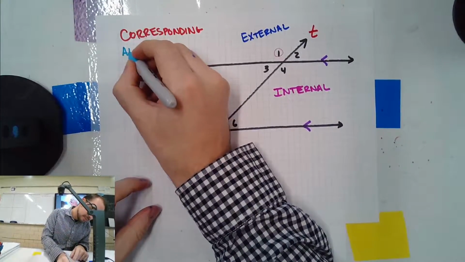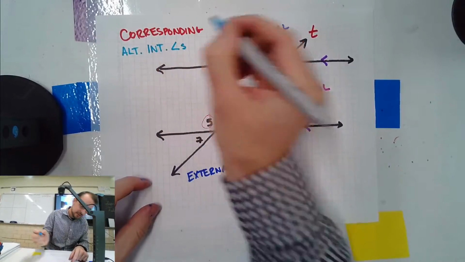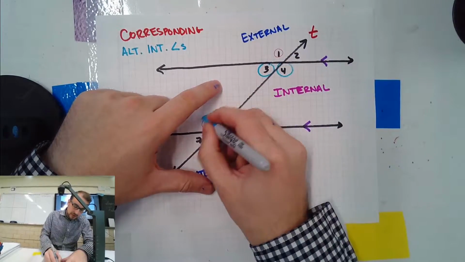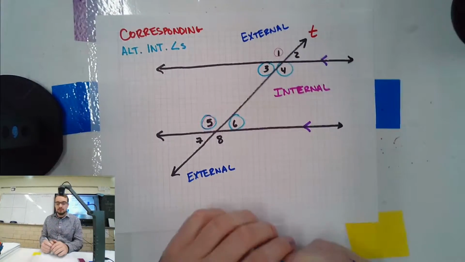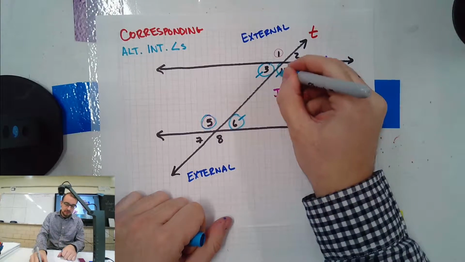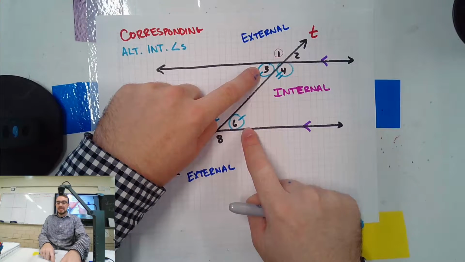So alternate interior angles. Examples of those would be 3 and 6, 4 and 5. 3 and 6 go together. 4 and 5 go together. Cool. Those are alternate interior angles. Opposite sides, alternate, right? Interior on the inside.